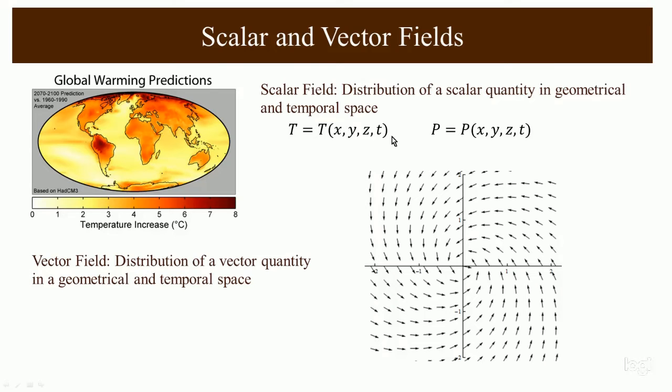Next, similarly we can have vector field. What is a vector field? Vector field is a distribution of a vector quantity in a geometrical and temporal space. Temporal means time, okay. In this case for example we are seeing the vectors. This is a velocity vector, you can see. At every point there is a vector. The size of this arrow shows the magnitude of the vector, and the direction of this arrow shows the direction of the vector. For example, a simple vector field is velocity vector specified at every point in a space. Similar way we can have a force field. These are examples of vector fields.